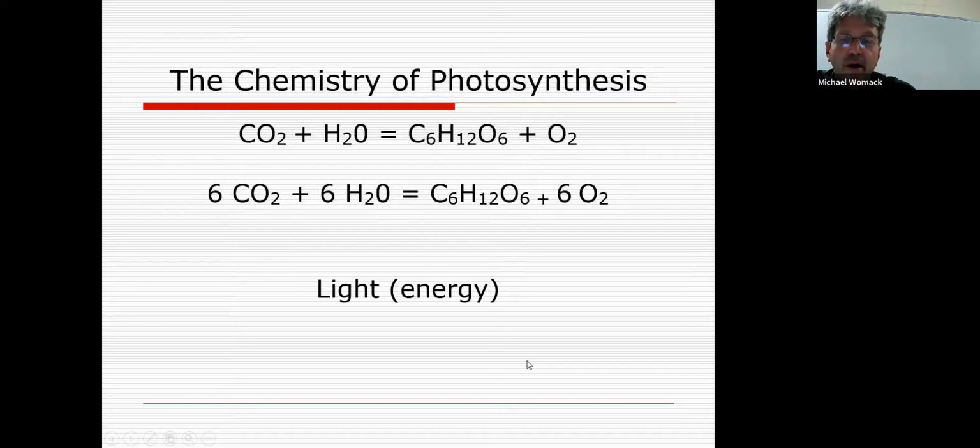carbohydrates come from. So again, you need carbon dioxide, water in the presence of light, and chlorophyll. That's what the green portion of the leaf where this is happening. That's what you need for photosynthesis. 6 carbon dioxides plus 6 water give you 1 sugar molecule plus 6 oxygens, okay?